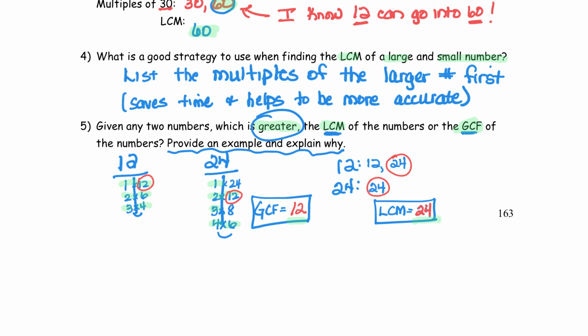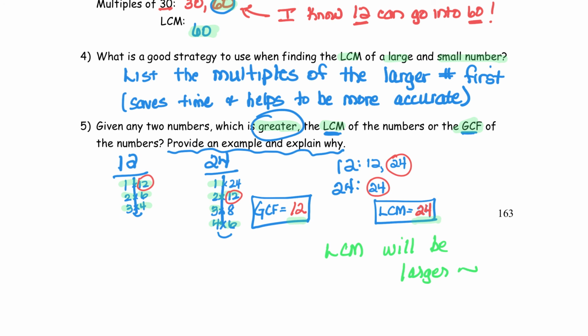So we can see that the LCM is going to be greater than the GCF based on the same two numbers. Now, again, what are we using the LCM for? We're using the least common multiple to find the least common denominator when we are working with fractions. Therefore, the LCM will be the larger number. So the LCM will be larger. And you can test other numbers to prove that.